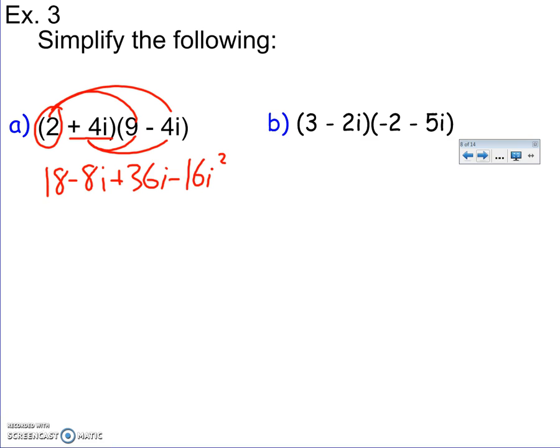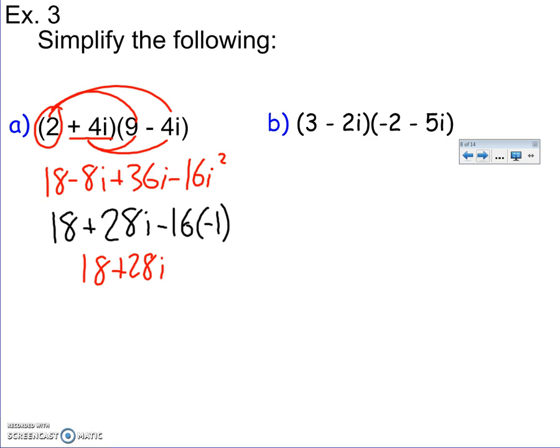We have to combine like terms, so the middle goes together. 18, that is plus 28i minus 16i squared. But now I can't put i squared. I need to replace that with -1. Remember, no exponents for i. So that's 18 plus 28i. Well, -16 times -1 is +16. I've got to combine that with the first number. So 18 plus 16 is 30. Sorry, no. Yeah, it is 34 plus 28i is my final answer there.